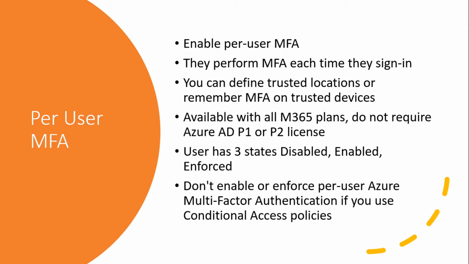The second option is enabling per user MFA. So in this, the users perform MFA each time they sign in. In this we have some control, like we can define trusted locations, or we can say remember MFA on trusted devices. So on trusted devices it does not prompt for MFA repeatedly, and on trusted locations it does not ask us to put in MFA if a user logs in from that trusted location, which could be an IP range.